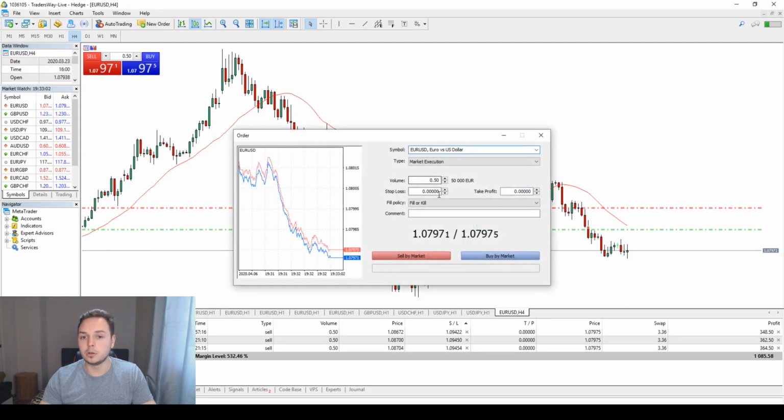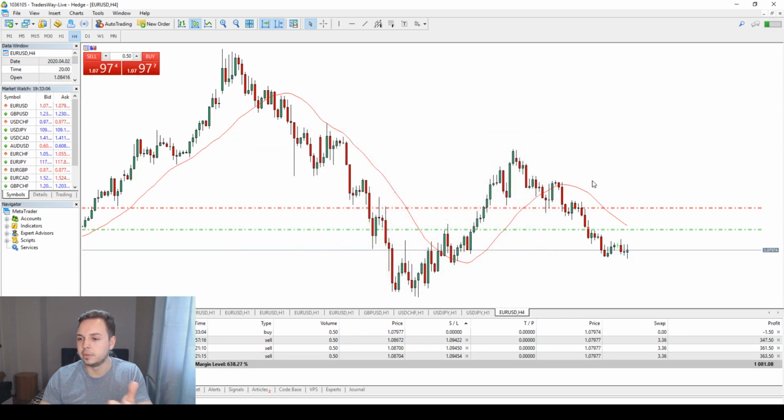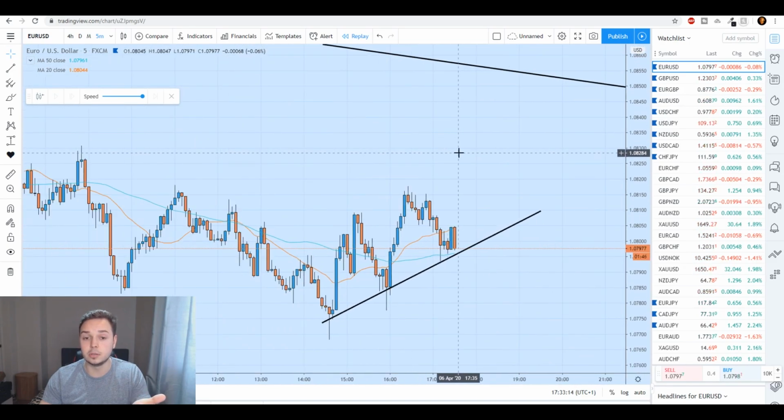So let's open up our trade. There we go, 0.50, and let's do a quick buy. We're not gonna put any stop loss or take profit in this case. Look, already in profit. Okay, let's see. I believe it's going to be a nice trade towards the upside.